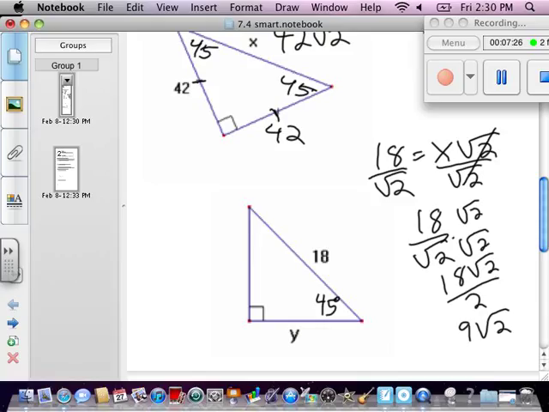Okay. Now I'm going to go on and do a 30, 60, 90 triangle. Do I have another question about this one before I go? Okay. Let's do a 30, 60, 90 then.